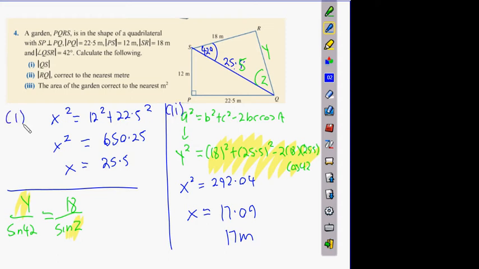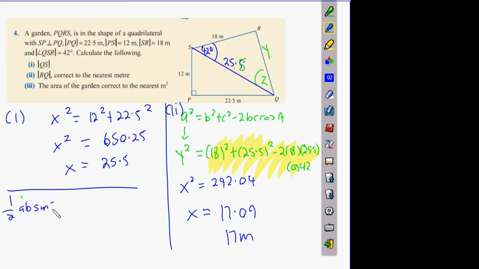Now, what's the area of the garden? Okay? So there are 2 ways we can go about doing this. The first way is we break it up into 2 triangles and we can use a half ab sine C twice, can't we? Yes. So what we're going to do is a half ab sine C.